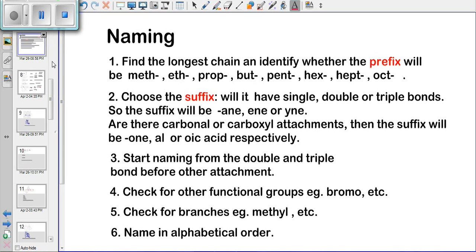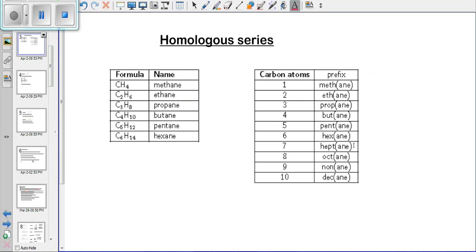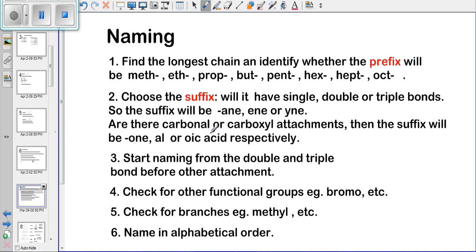We did this before. Just to recap again, if you look at the homology series, we must see if there's one carbon, then the prefix will be meth. If there's two carbons, it will be eth. If there's three carbons, it will be prop. Four carbons will be but. Five carbons in the line will be pent. Six will be hex. Seven carbons will be hept, and eight carbons will be oct. So that's important. We must first identify the prefix by seeing how many carbons are in the longest chain.